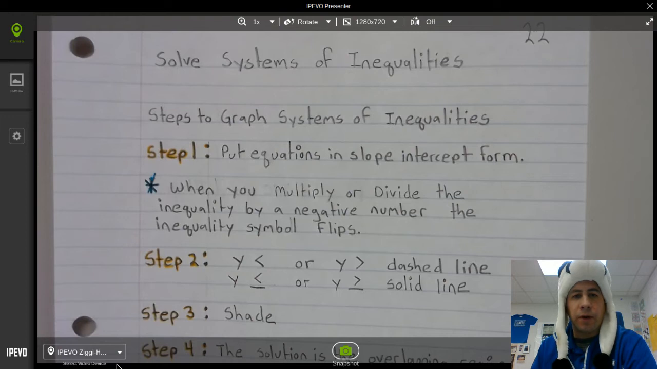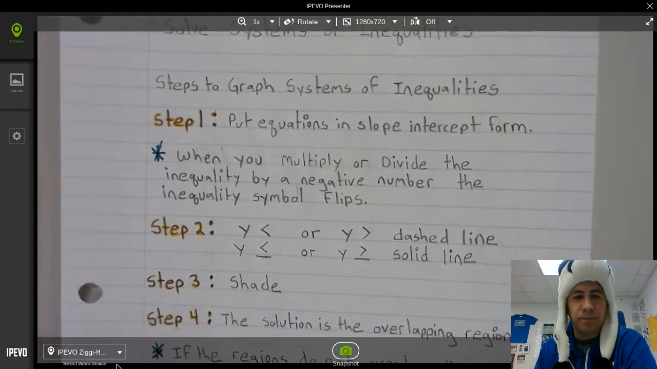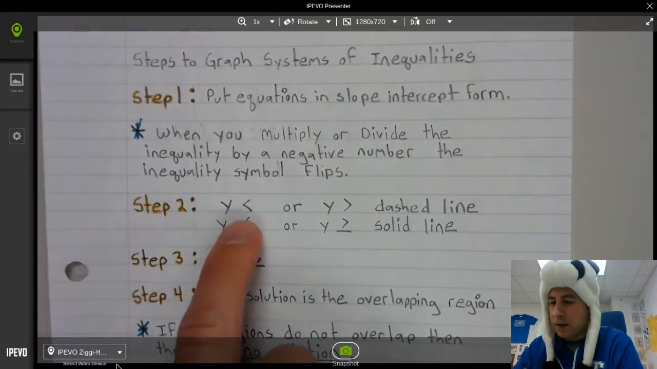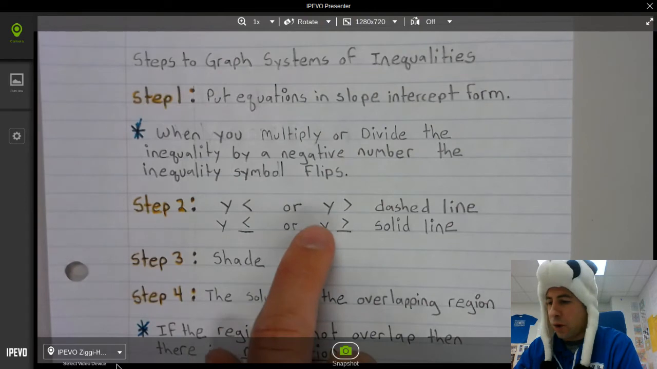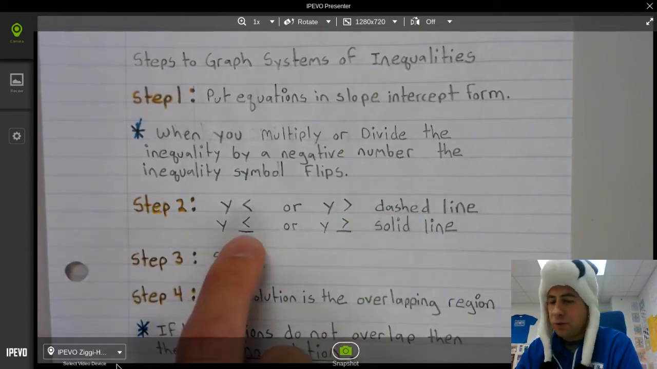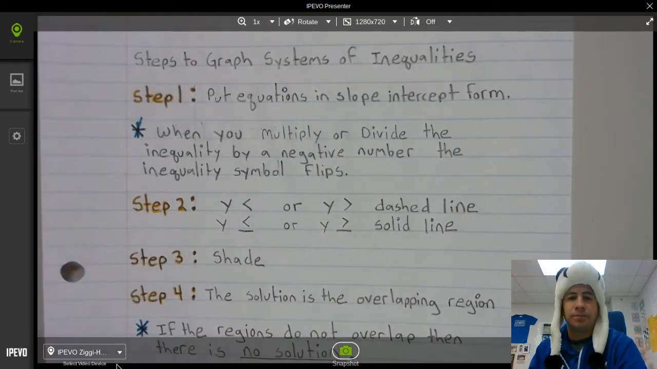All right, so step 1, put equations in slope-intercept form. Now, a little special note, when you multiply or divide the inequality by a negative number, the inequality symbol flips. Step 2, this is where you graph, and when you graph, if you have y less than or y greater than, it's a dashed line. If it's y less than or equal to or y greater than or equal to, it's a solid line.